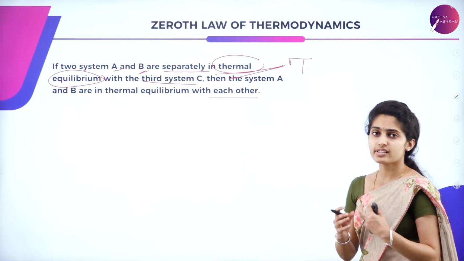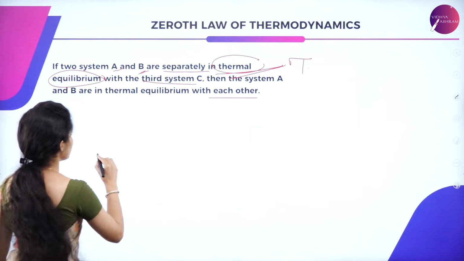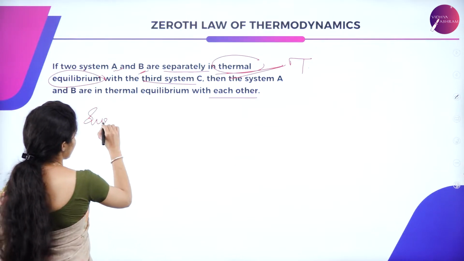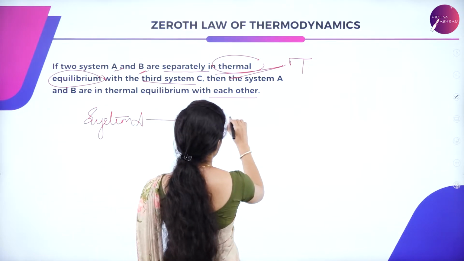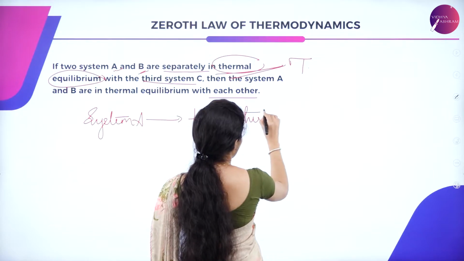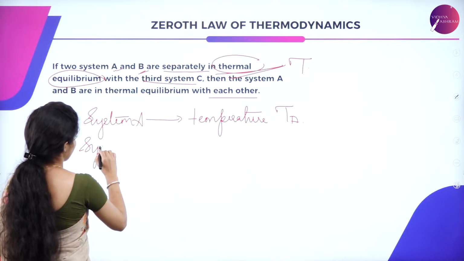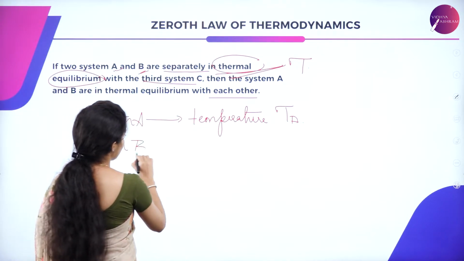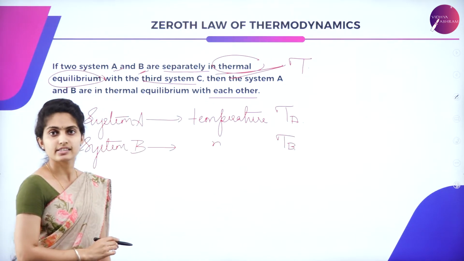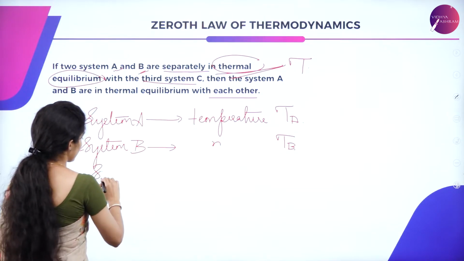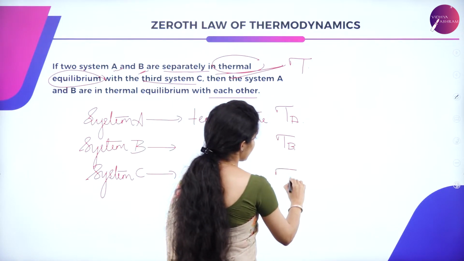So here, what is our point of interest? It will be the temperature we are talking about. Suppose you consider system A, which has its temperature given by T subscript A. Similarly, system B has its temperature as T subscript B. Similarly, system C has its temperature T subscript C.